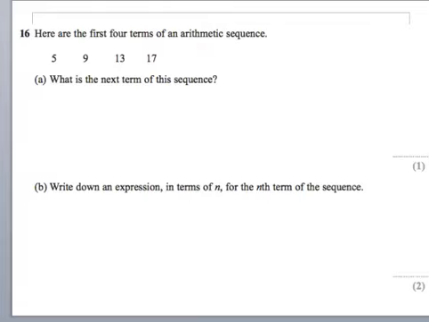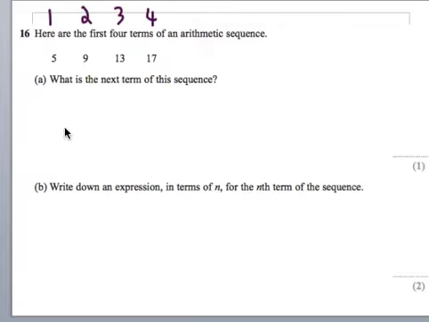Another thing you need to know is that in every sequence, each of the numbers is called a term. So for example, in this sequence here, 5 is the first term, 9 is the second term, 13 is the third term, and 17 is the fourth term.